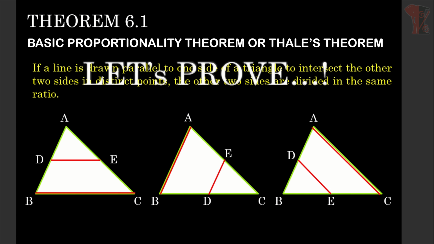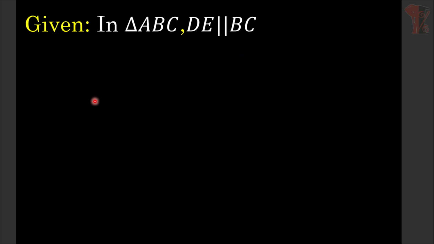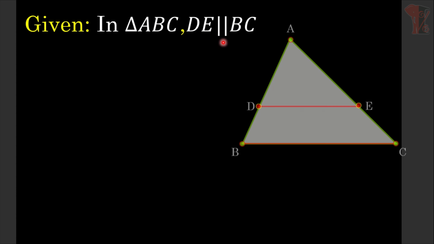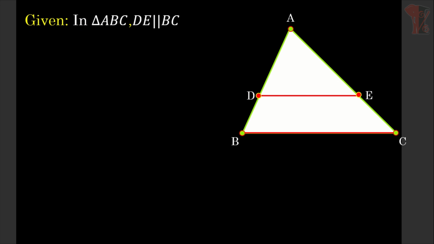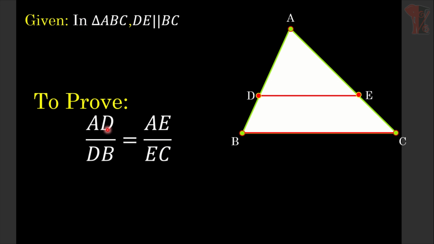Let us prove this. To prove this, we are going to take the help of the area concept. Before that, as per the statement, we will write the given: in triangle ABC, DE is parallel to BC. What do we need to prove here? We need to prove that AD by DB is equal to AE by EC.